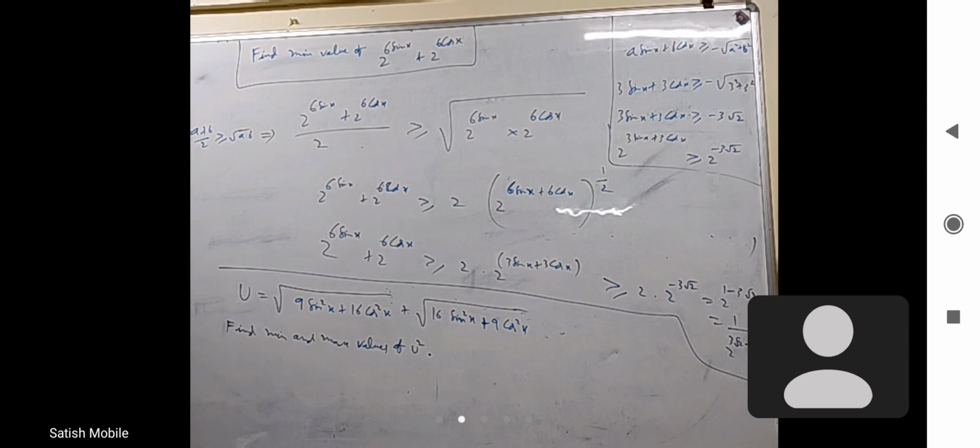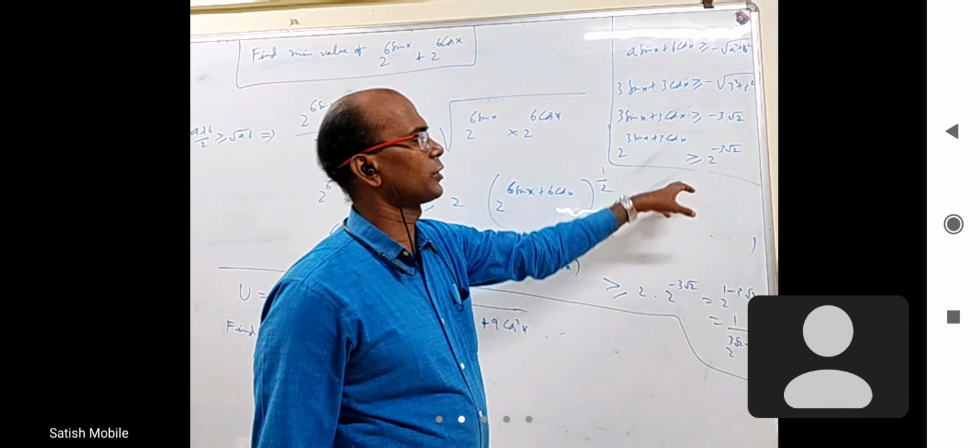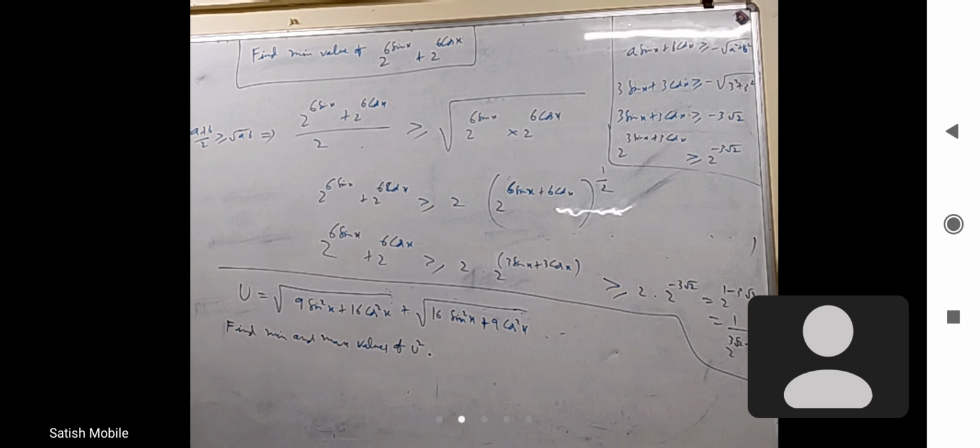I said find the minimum and maximum values of u square. So obviously at least you have to find u square first of all. The minimum value of this is minus a root 2, which I proved here. For a sin x plus b cos x, the minimum value is minus root a square plus b square.